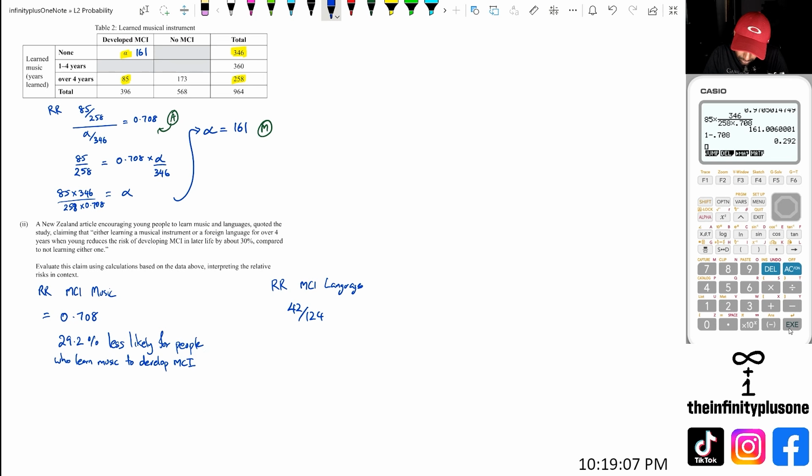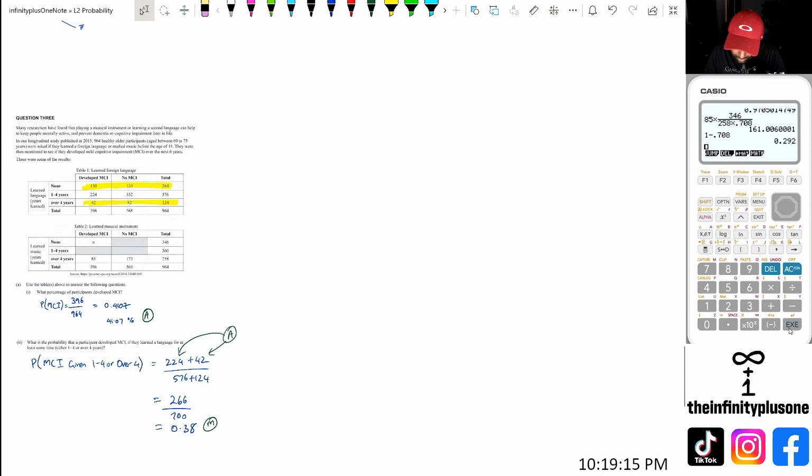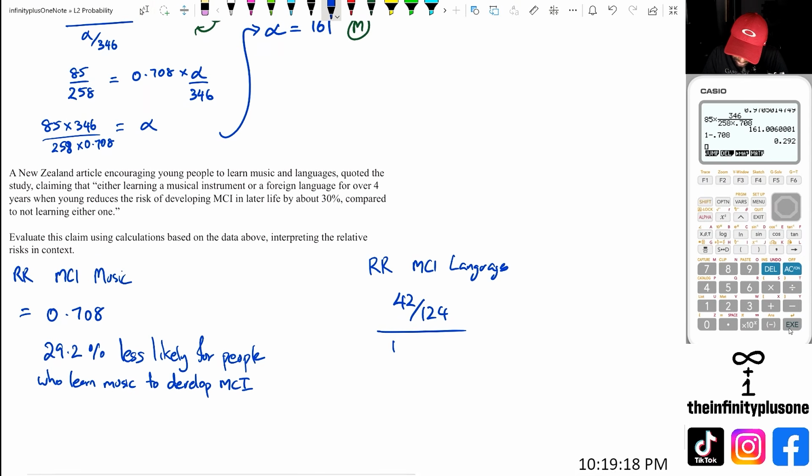So 42 out of 124 divided by, I think the other number was 130 out of 264. This is the relative risk for MCI languages, 4 years compared to none. So we're going to do 42 over 124 and then 130 over 264. That's going to give me a relative risk of 0.6878.